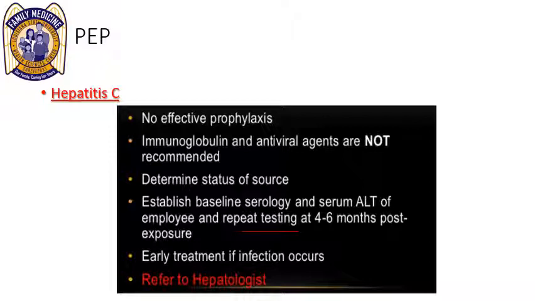Now, if you do contract it, early treatment with a DAA is warranted, and you go to the hepatitis clinic or get referred to a hepatologist. DAA therapy is roughly 6 weeks. It's covered by insurance, and then you're free for the rest of your life.